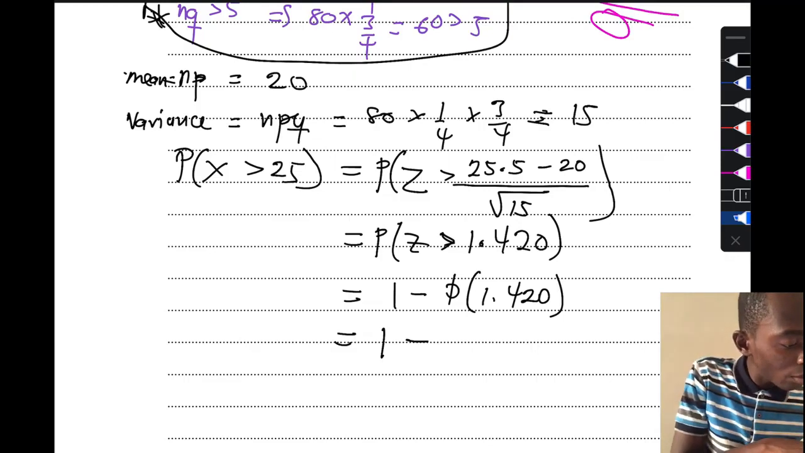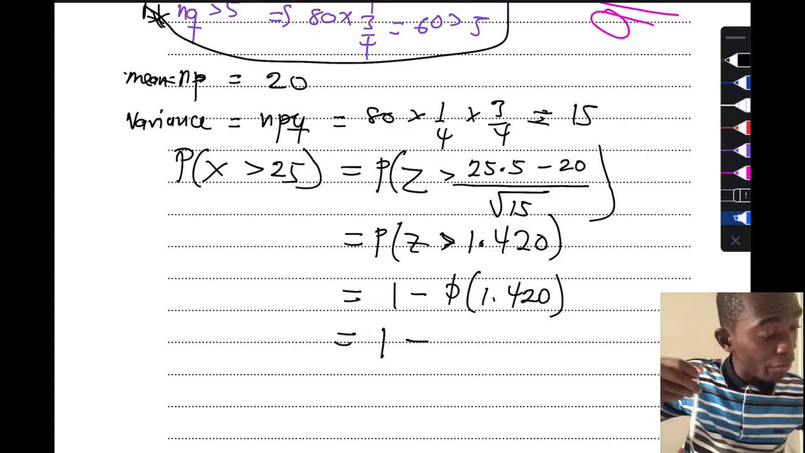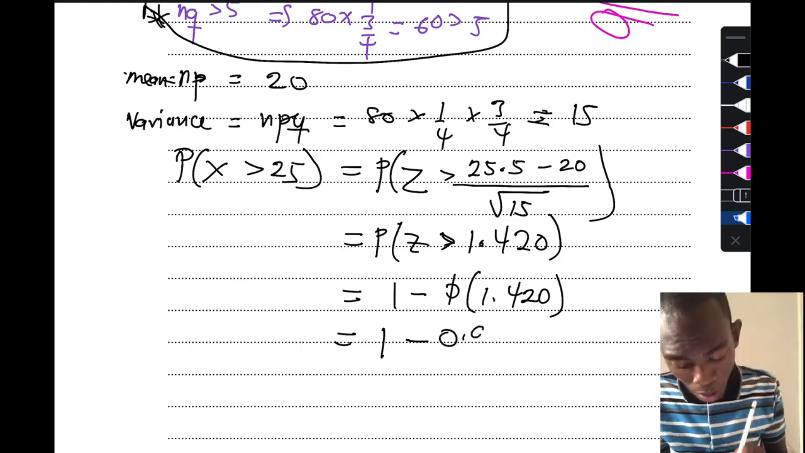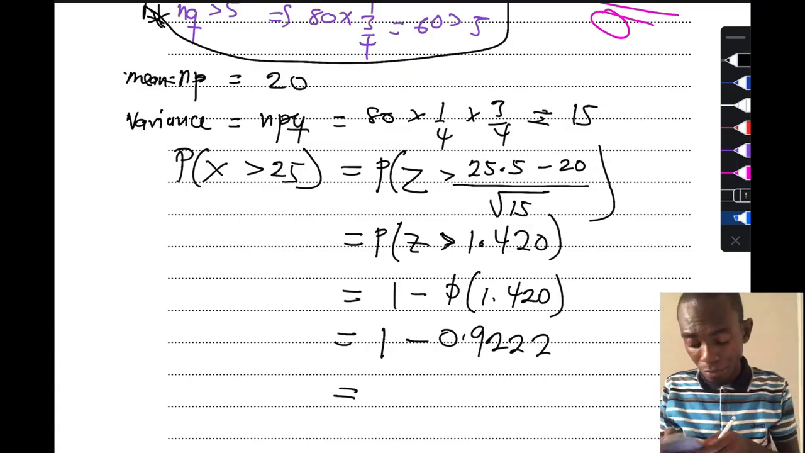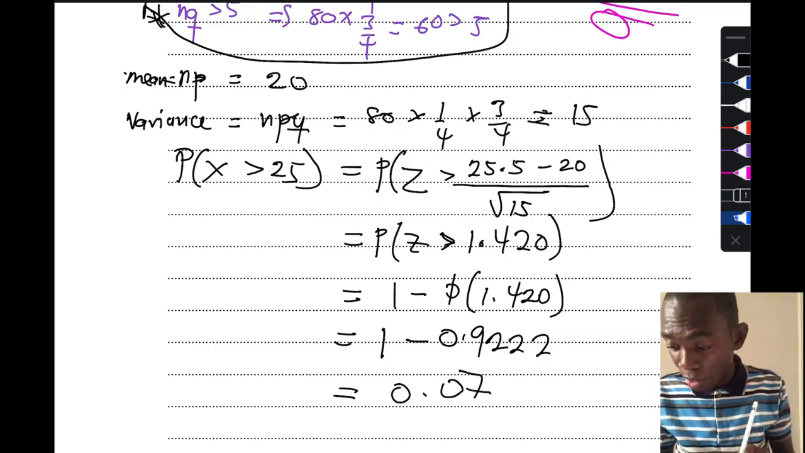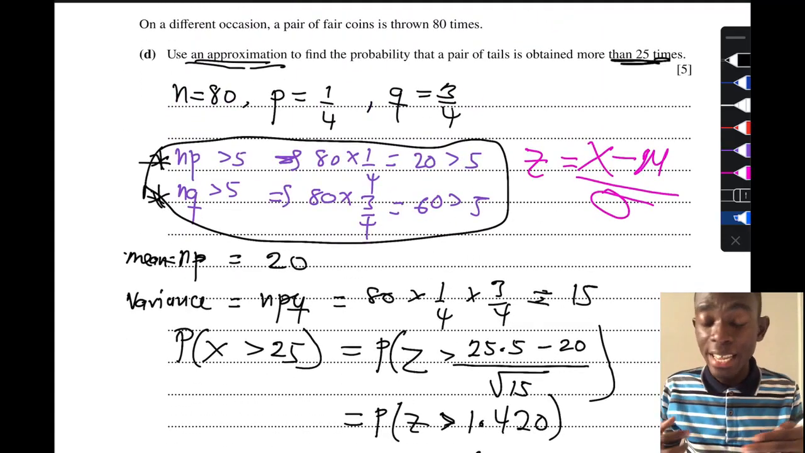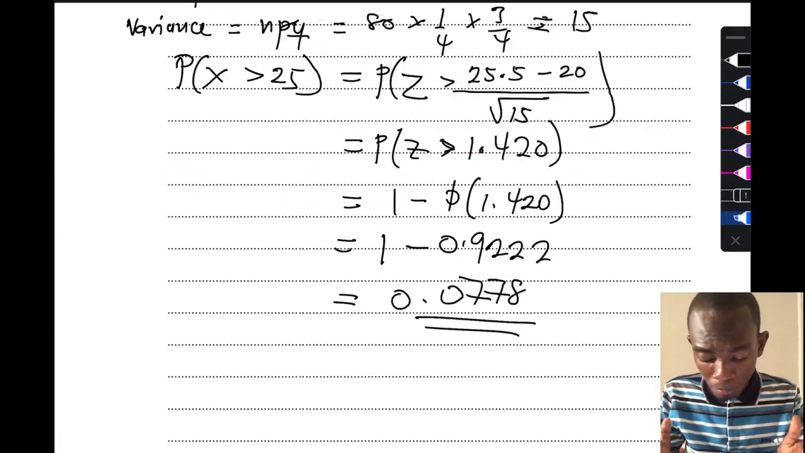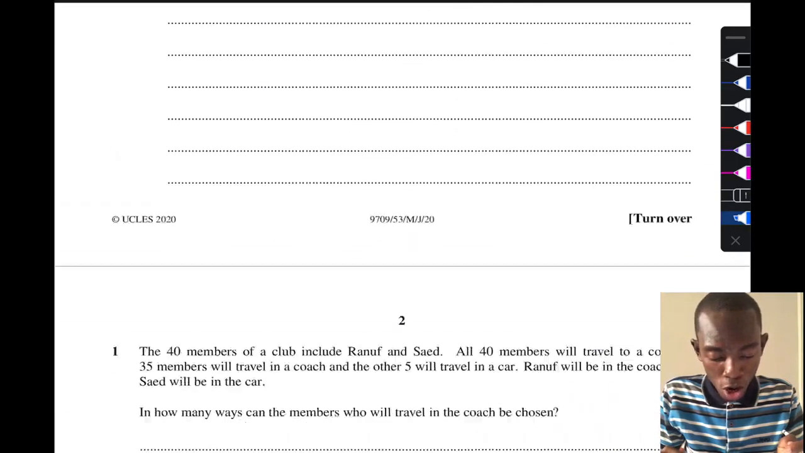1.42 is this. So your answer is 0.42. Great. So 0.9222. Okay, so 1 minus 0.9222, that will give you 0.0778. Okay, that's what they want. So if we use an approximation, then the probability of getting more than 25 is actually 0.0778.